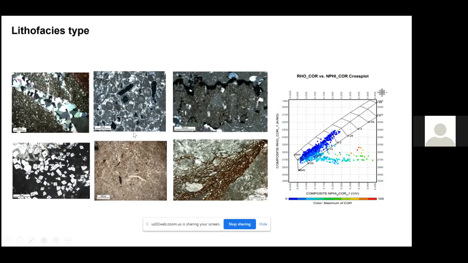As you can see here, this formation was influenced by different diagenesis processes such as dolomitization, cementation, also fracturing, and also compaction. I mean the chemical compaction or stylolite, and also dissolution.